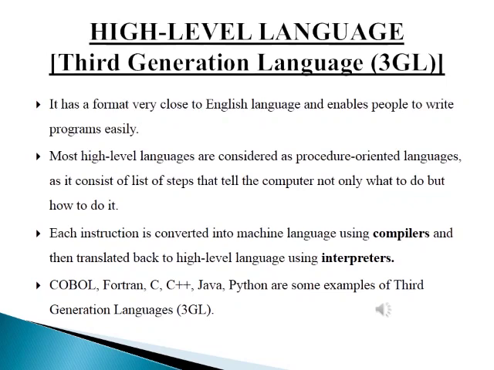Some of the languages that come under the category of high-level language are COBOL, Fortran, C, C++, Java, and Python.